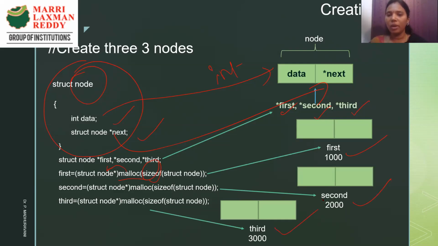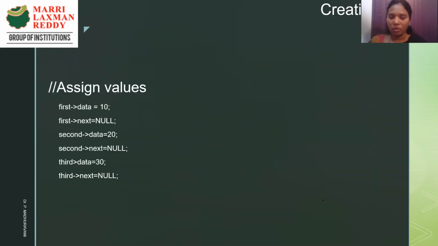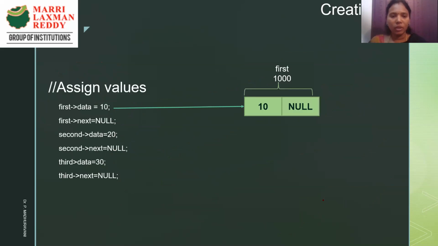Now we have allocated memory for 3 nodes. Now try to insert the data into those 3 nodes. So let's see here into the first node. Here I can access the first node only with the name of first, and this part is called first arrow data, and this part is called first arrow next.